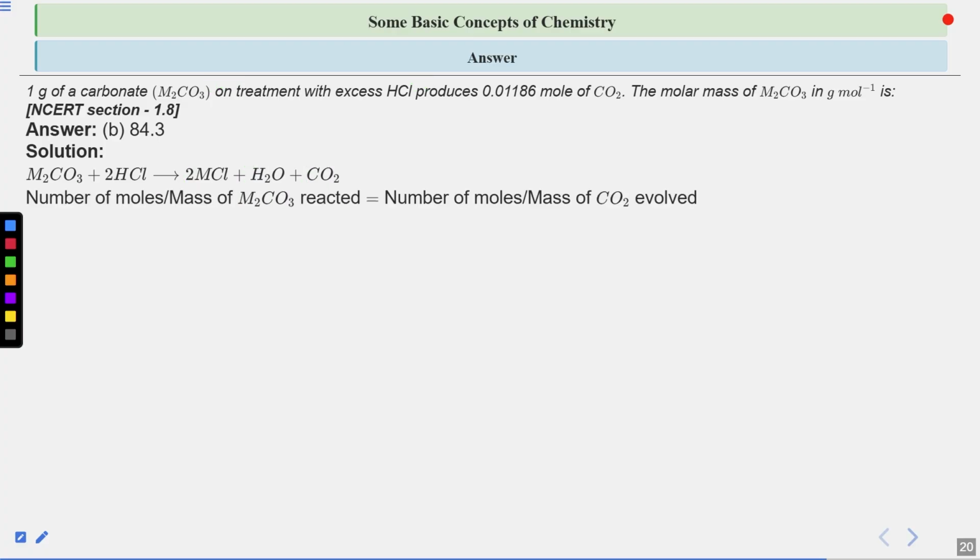Now we can say very clearly from the equation that whatever be the number of moles of M2CO3 undergoing reaction, the same number of moles will be formed for the CO2. That is, the number of moles of M2CO3 reacted is equal to the number of moles of CO2 that is evolved.